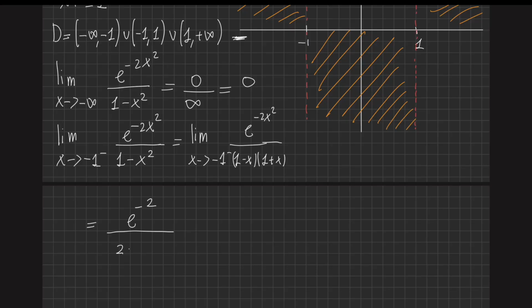But we are approaching minus 1 from the left-hand side. So x is going to be something slightly smaller than minus 1. It's going to be minus 1.1, which means that 1 plus minus 1.1 is something negative, which means that we are approaching 0 minus. So a negative number. And now we have a positive number divided by 2 times a 0 minus, which is slightly negative. So we're going to get minus infinity.